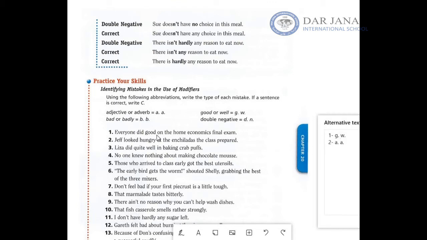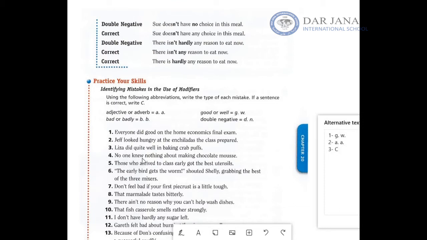Sentence number 3. Lisa did quite well in baking crab puffs. Lisa did quite well. Well is an adverb and it modifies the verb did, and it tells us how. So sentence 3 is correct.